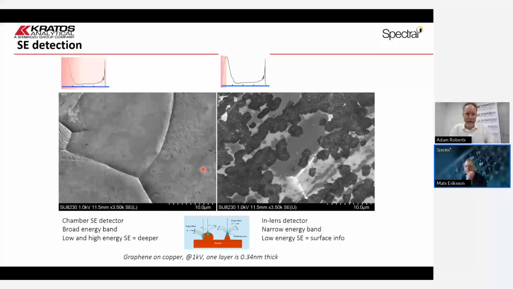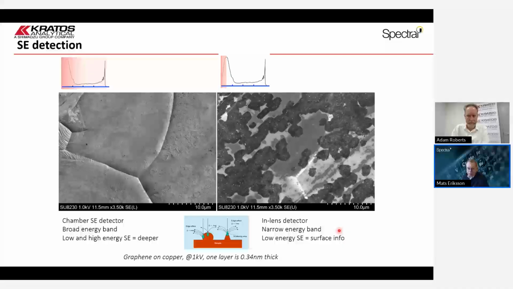So I think, again, comparing this with graphene, in this case I have some older images of graphene on a copper surface. Both images are acquired with the same primary electron energy, and the difference is that in the right-hand image I have limited the collection only to low energy secondary electrons. So again, if we say secondary electrons are up to 50 electron volts, in this case we are concentrating on just a few electron volts of those secondaries.